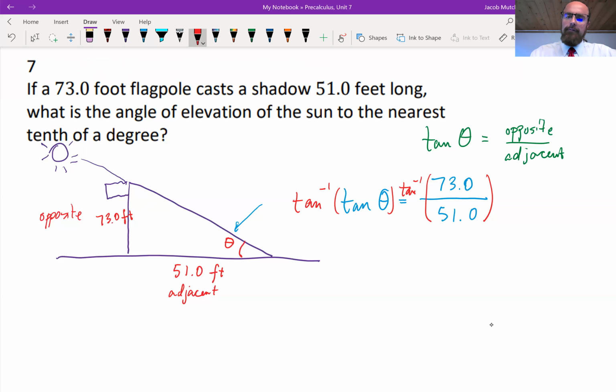And on the left, inverse tangent is going to cancel tangent, and we're just left with theta. So theta is equal to the inverse tangent of 73 divided by 51. And we just need to calculate that. So again, we'll go to the calculator. Inverse tangent of 73 divided by 51.